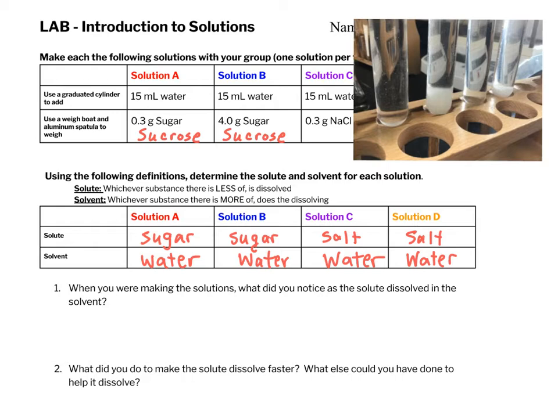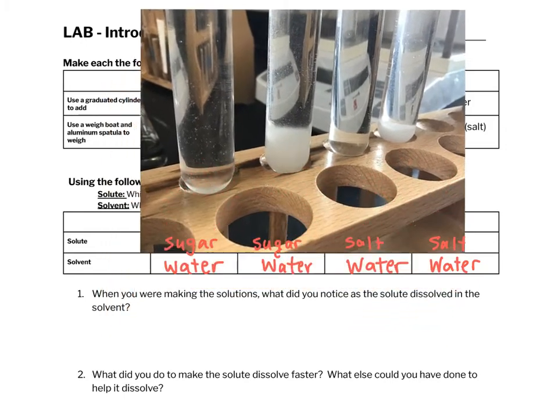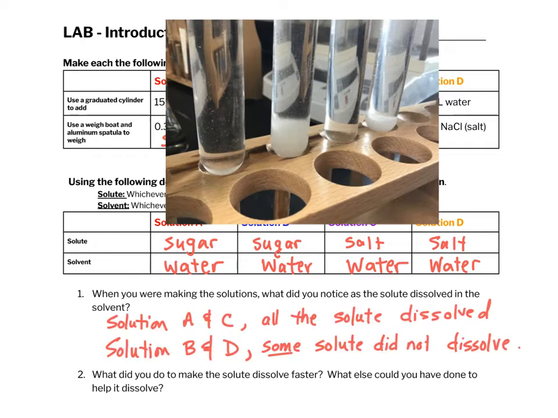All right, question. When you were making the solutions, what did you notice as the solute dissolved in the solvent? Now, taking a look at this, in solution A and C, the solute disappeared, and in B and D, some of it is left on the bottom. We could then say this. In solution A and C, all the solute dissolved. In solution B and D, some of the solute did not dissolve, and some did.